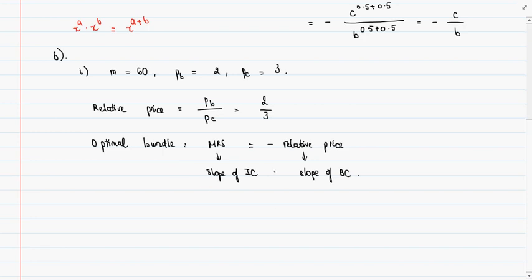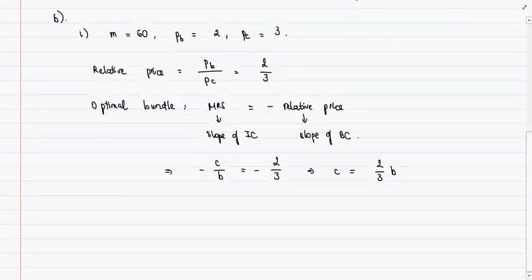Knowing the marginal rate of substitution from the previous part, which is negative C on B, and the relative price, which is just 2 on 3, I have C equal to 2 on 3 B. The two negative signs just cancel out. So this is the equation for the income expansion path. Any bundles of B and C satisfying this equation will lie on the income expansion path. And the next part asks you to find the most preferred affordable consumption bundle.